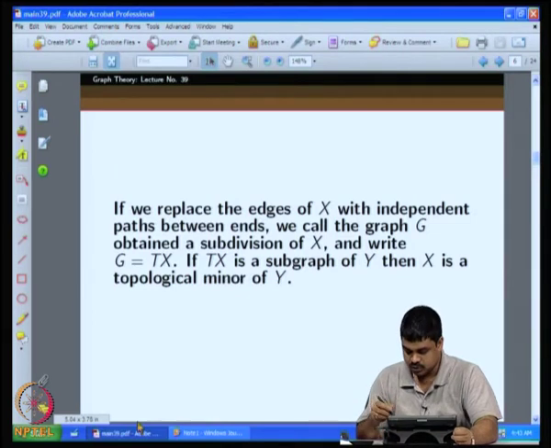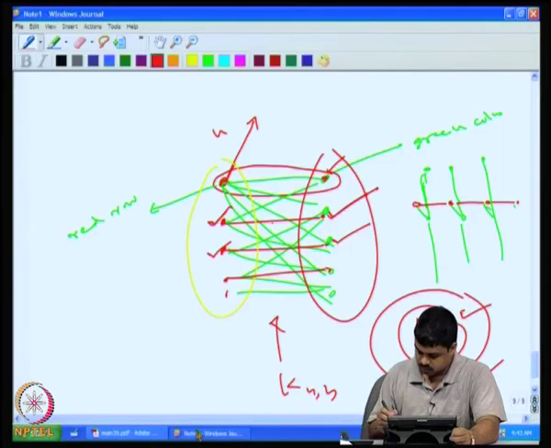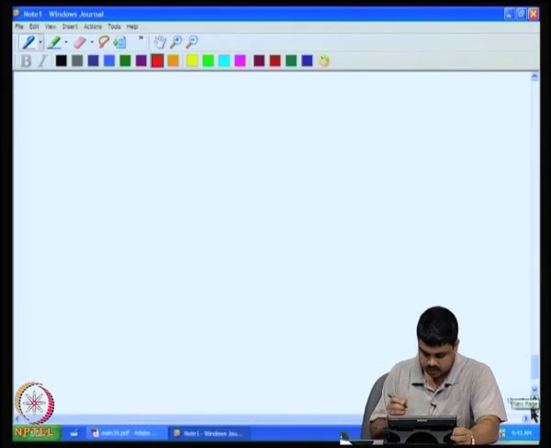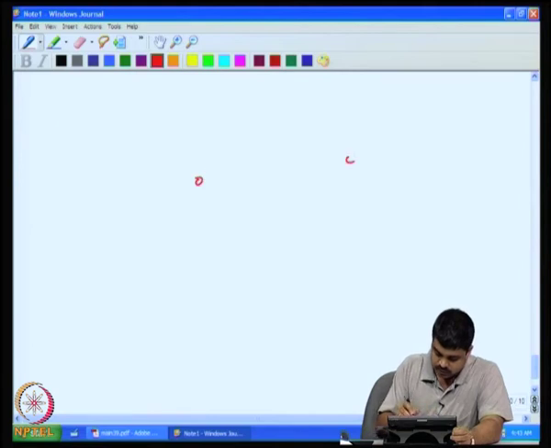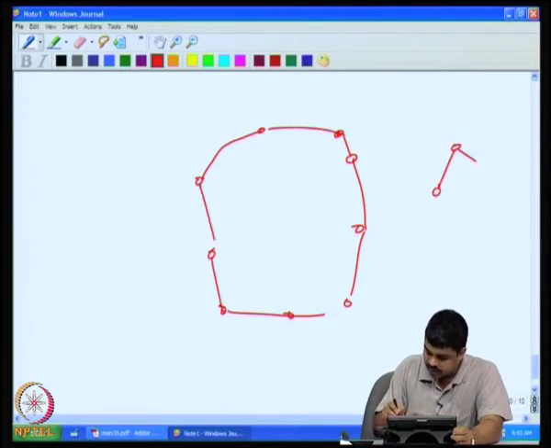So for example, we can see, for instance, this is a cycle, and the triangle is X and this is G.